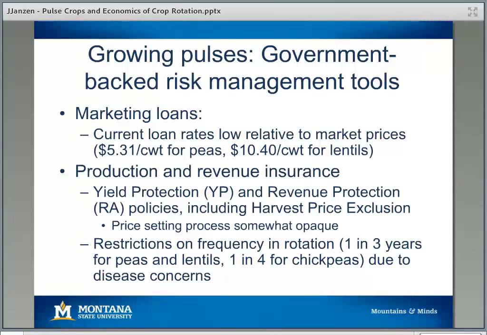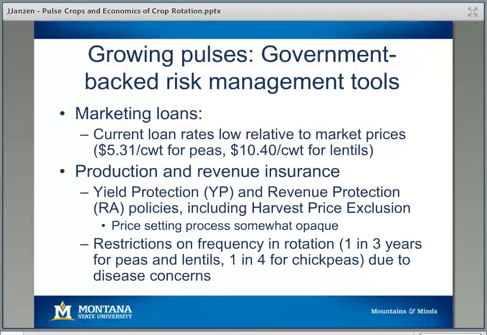A harvest price exclusion, where the grower can receive the higher of the springtime price or the harvest price, is available for pulse crops, just like it is for wheat. The price setting process is a little bit different because there's no futures market, no central market for peas, lentils, or chickpeas. So that's in large part based on transaction data collected by the Risk Management Agency and crop insurance companies to help set that harvest price and that springtime price. But it's not done in a public futures market the way it is for other crops.